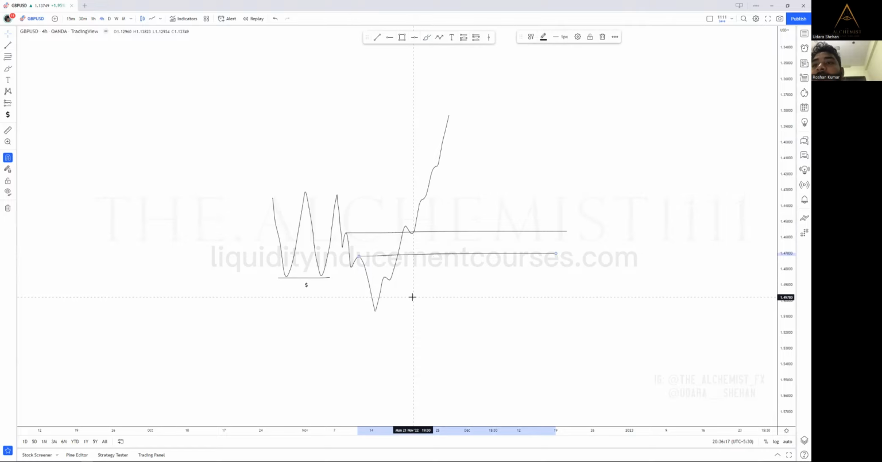So I'll show you how to refine them. Once again, this right here could be called an order block. It's a price level.